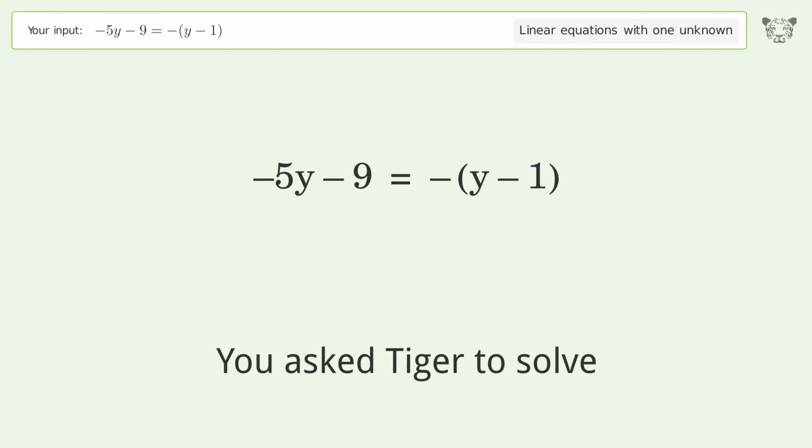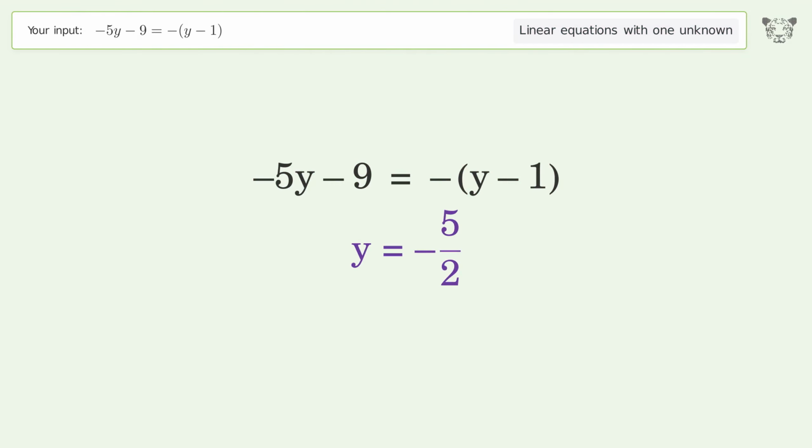You ask Tiger to solve. This deals with linear equations with one unknown. The final result is y equals -5/2. Let's solve it step by step.